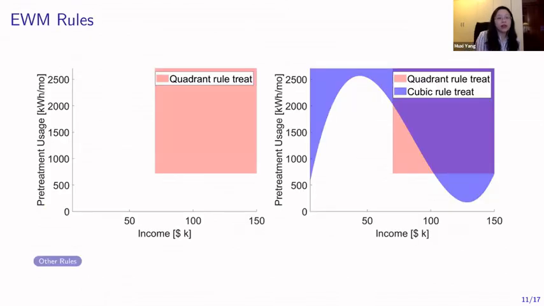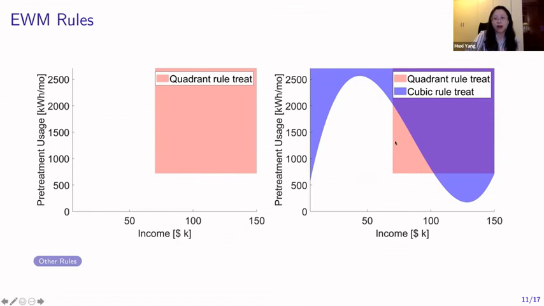Okay, so now let's look at the treatment rules we found. As an example, first on the left, I'm showing the quadrant rule that minimizes energy cost in the income and pre-treatment usage space. By this rule, we should treat households with income above $70,000 per year and pre-treatment consumption above 700 kilowatt hours per month. This rule is shaded in red. Obviously, it is particularly easy to visualize and also implement in practice.